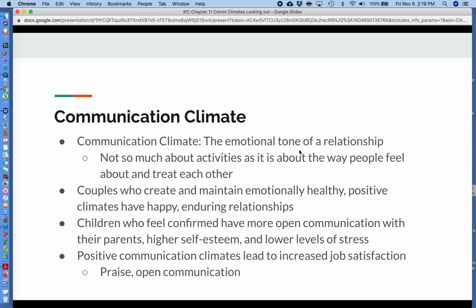So couples who create and maintain emotionally healthy, positive climates generally have enduring and happy relationships. We also know that children who feel confirmed, and we'll talk about what that means in just a second, have more open communication with their parents, that they feel better about themselves, they have higher self-esteem, and they experience less stress. We also know in the workplace that positive communication climates lead to increased job satisfaction, you're happier with your job, and it also helps to facilitate things like praise and open communication.